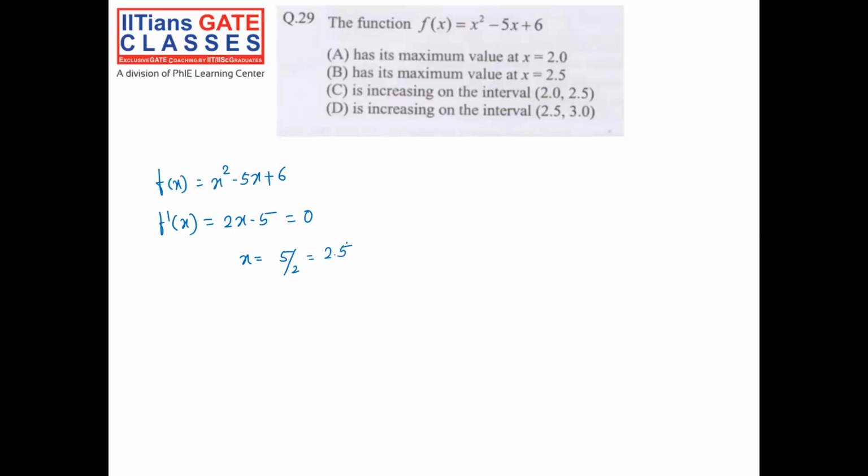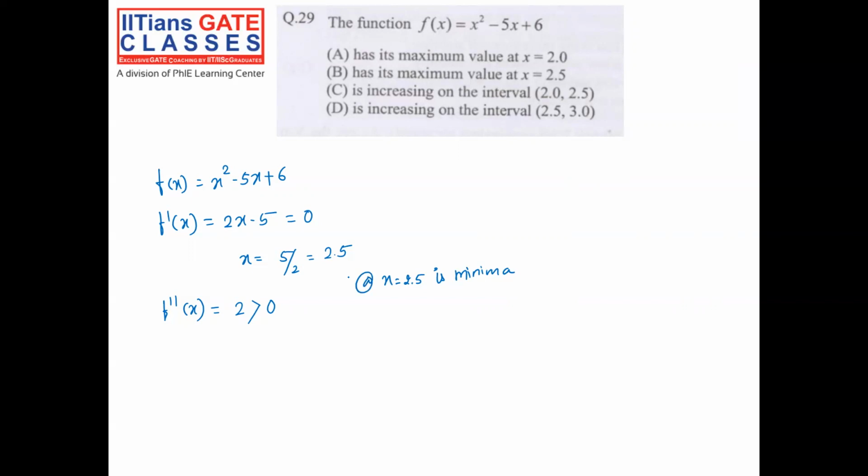So again, if you double differentiate this function, f double dash of x, you will get 2, and this is greater than 0. As it is greater than 0, we can say at x is equal to 2.5, it is a minima. The function is having the minimum value, or x is equal to 2.5 is a minima.